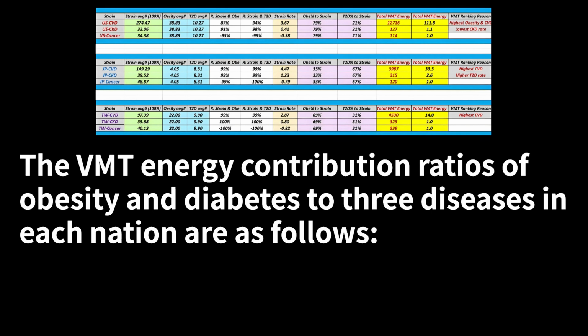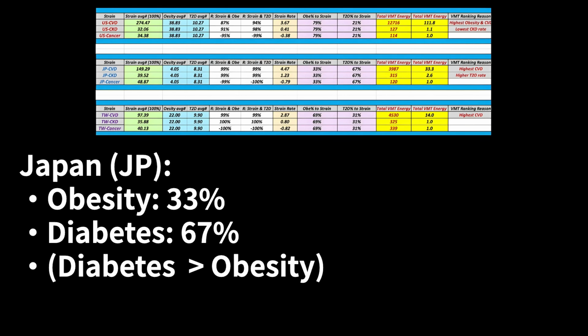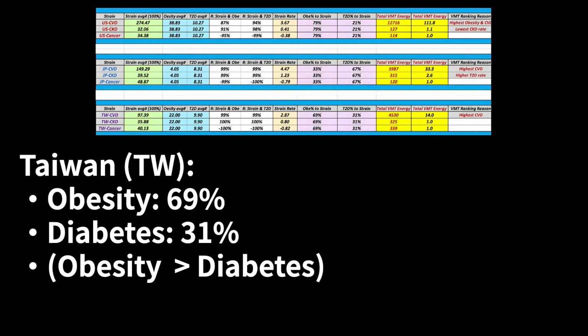The VMT energy contribution ratios of obesity and diabetes to three diseases in each nation are as follows. US, obesity 79%, diabetes 21%. Obesity is greater than diabetes. Japan JP, obesity 33%, diabetes 67%. Diabetes is greater than obesity. Taiwan TW, obesity 69%, diabetes 31%. Obesity is greater than diabetes.